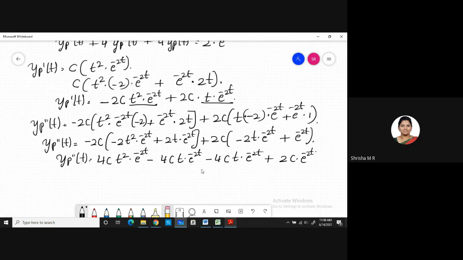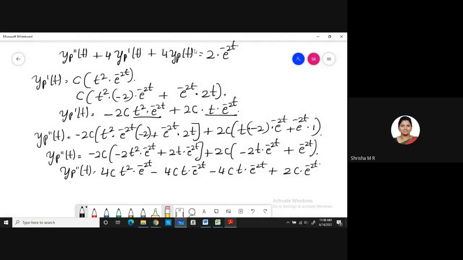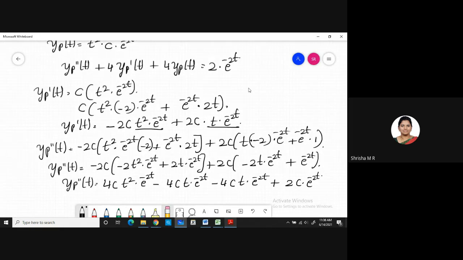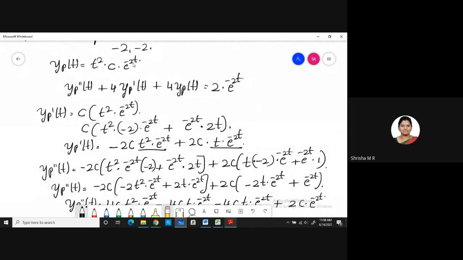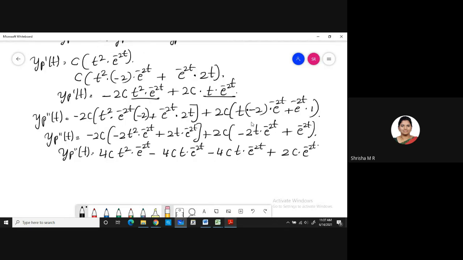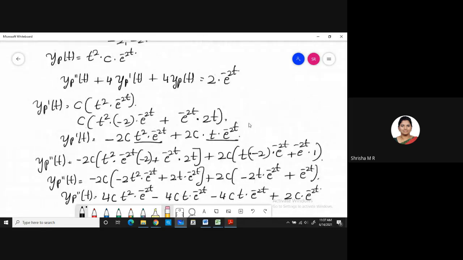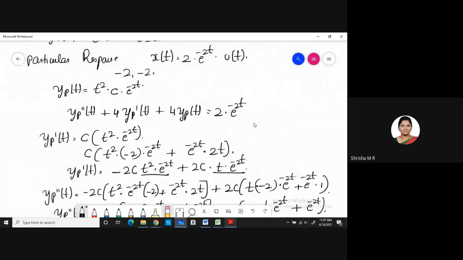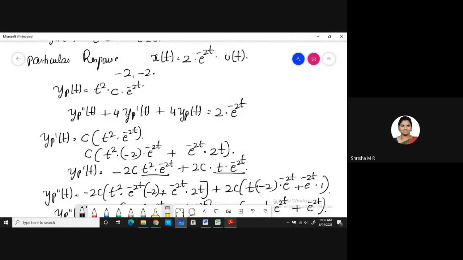Clear? So now we have what is yp of t. So yp of t is t square into c into e power minus 2t. Then we have what is yp dash of t. It's minus 2c into t square into e power minus 2t plus 2c into t into e power minus 2t. Then we also have yp double dash of t. Now substitute these yp dash, yp double dash and yp of t in this equation and try to find what is c. We have to find this constant c.